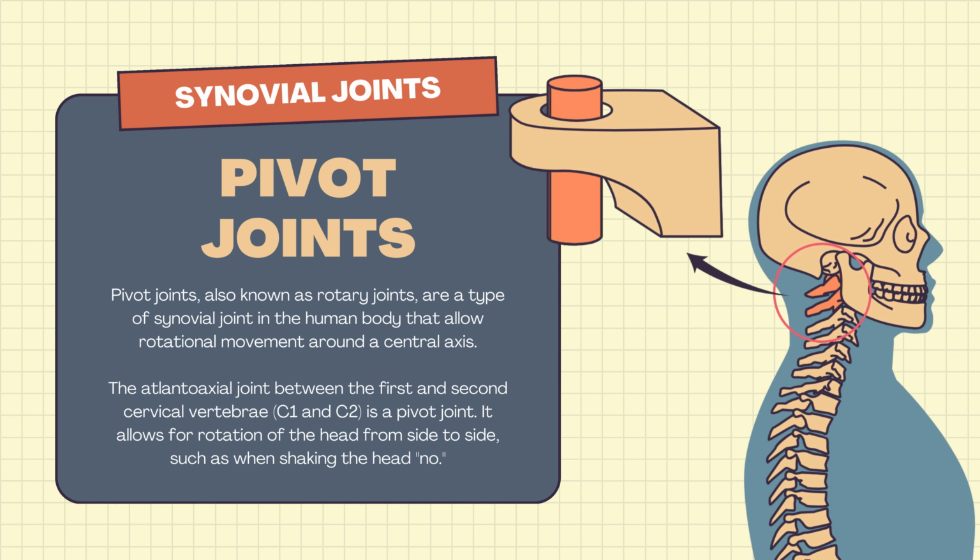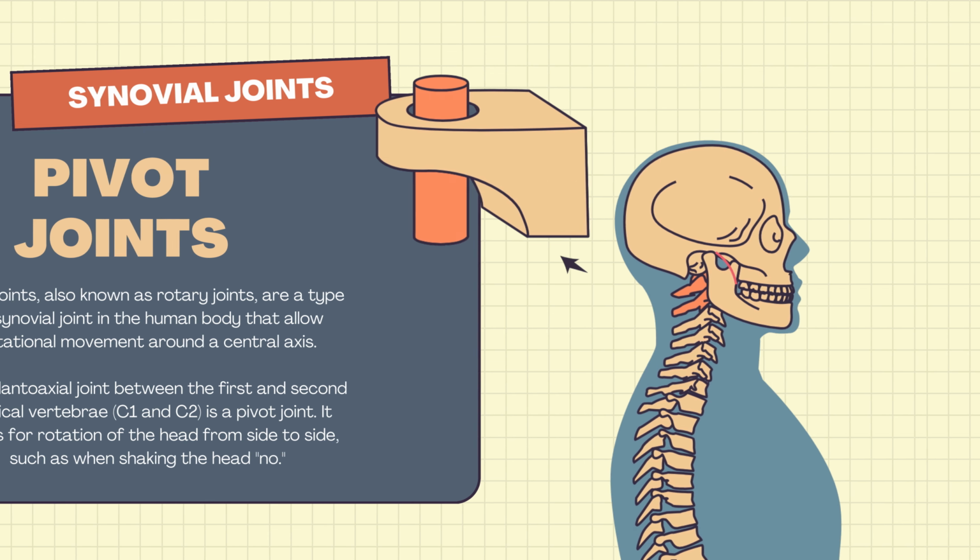Pivot joints. Pivot joints, also known as rotary joints, are a type of synovial joint in the human body that allow rotational movement around a central axis. The atlantoaxial joint between the first and second cervical vertebrae, C1 and C2, is a pivot joint. It allows for rotation of the head from side to side, such as when shaking the head no.